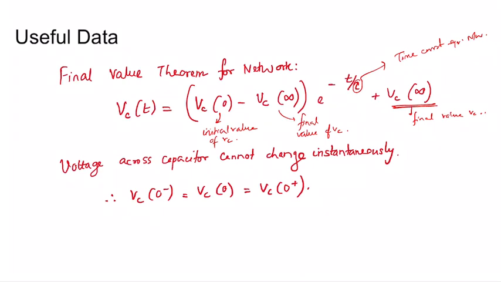Voltage across capacitor cannot change instantaneously. This information is useful, which implies that Vc just before t equal to 0, that is Vc0 minus, equals the value of the capacitor voltage at t equal to 0, and is equal to the voltage at t equal to 0 plus. So these three are equal.